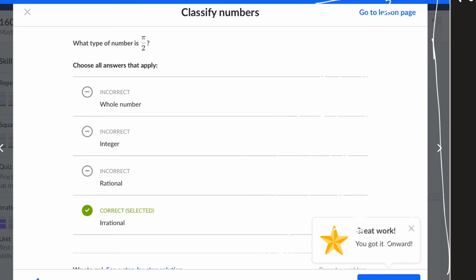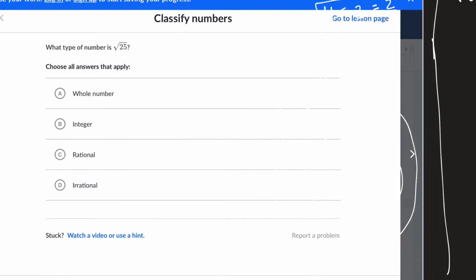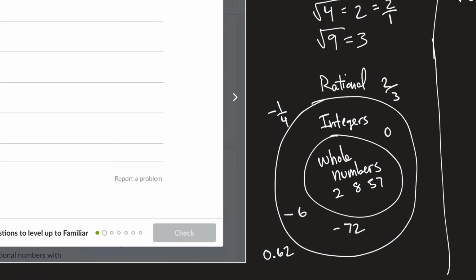Okay, so square root of 25. Well, let's take a look at what we have here for that. The square root of 25, where would that belong? The square root of 25 is a whole number because the square root of 25 is 5. And 5 is a whole number. And if it's a whole number, that means it's an integer and a rational number. So it's all three of these.